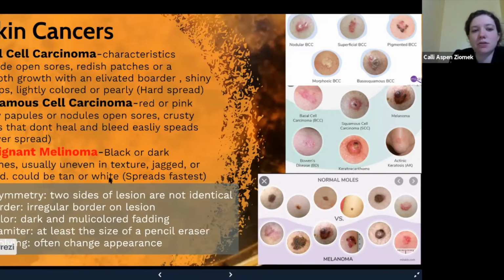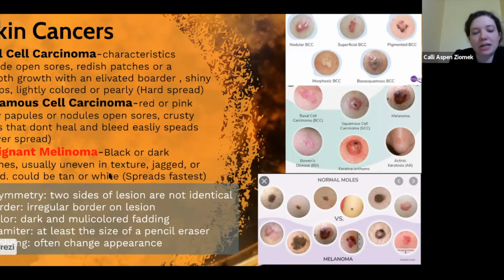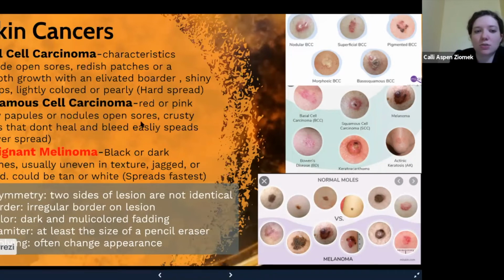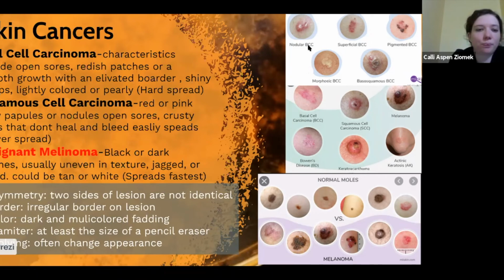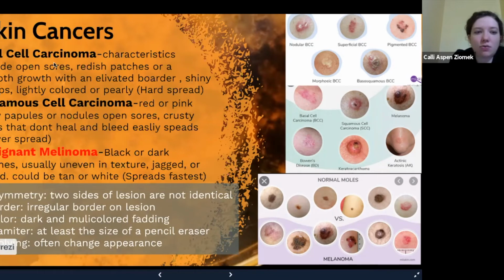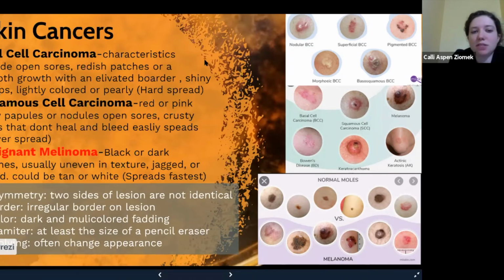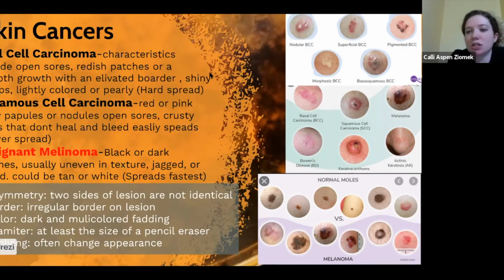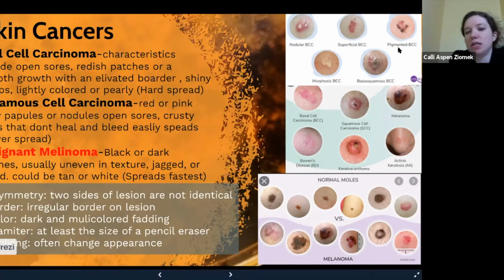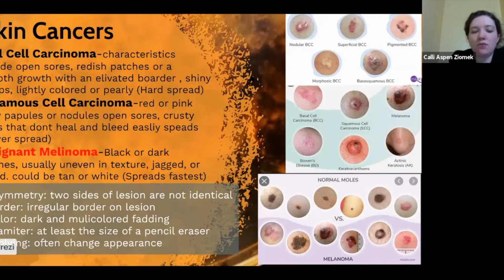So you have your basal cell carcinoma. The characteristics include open sores, a reddish patch, or a smooth growth with an elevated border. They're this top group of pictures. So that BCC, that's your basal cell carcinoma. They are shiny bumps that are lightly colored, and they are the slowest to spread, but they will still actually spread. So if you notice any of these lesions on your clients, be sure to advise them to seek medical attention.